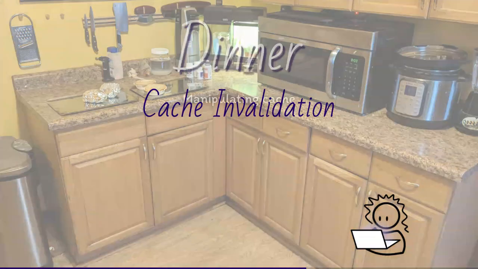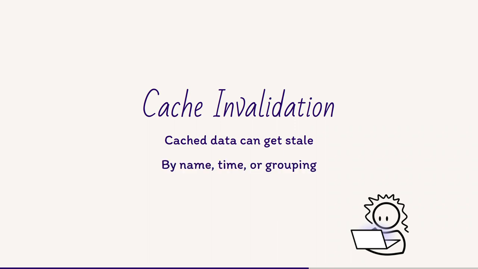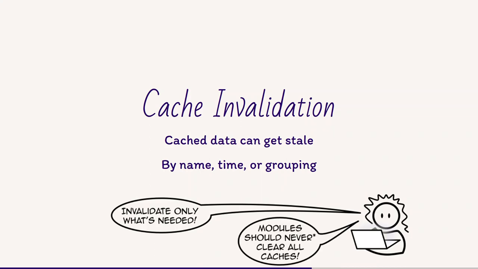What about manipulating the cache? Manipulating the cache is mostly going to be about cache invalidation because cache data can get stale over time. We want to invalidate that data by name, by time, or by grouping. We only want to invalidate what is needed because we want to avoid running a cache clear all. Modules can in fact do a cache clear all internally, and you should never do it unless you have a good reason. I know, I see some faces out there.